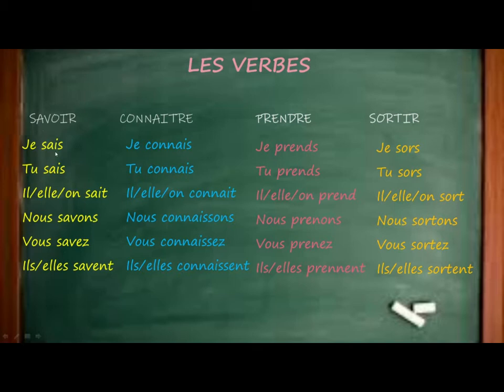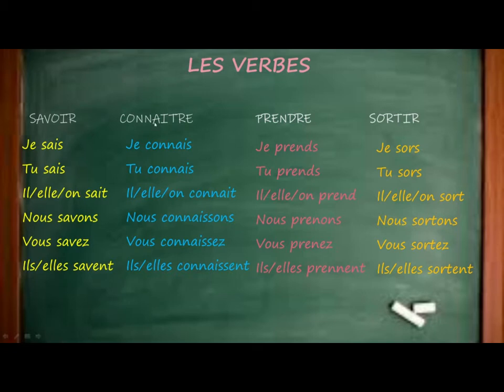Savoir: je sais, tu sais, il sait, elle sait, on sait, nous savons, vous savez, ils savent, elles savent. The verb savoir is mostly used for saying an action that you know. Mostly the verb is followed by an infinitive. For example, je sais nager, je sais compter, je sais chanter, je sais danser. Those things use the verb savoir.